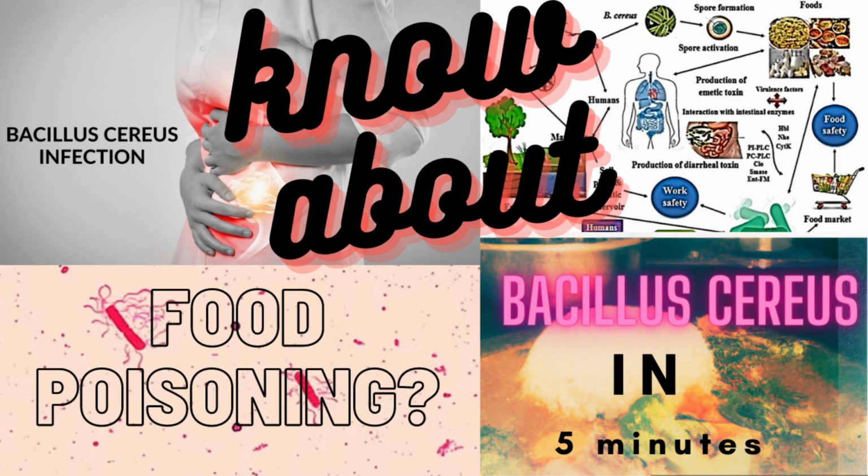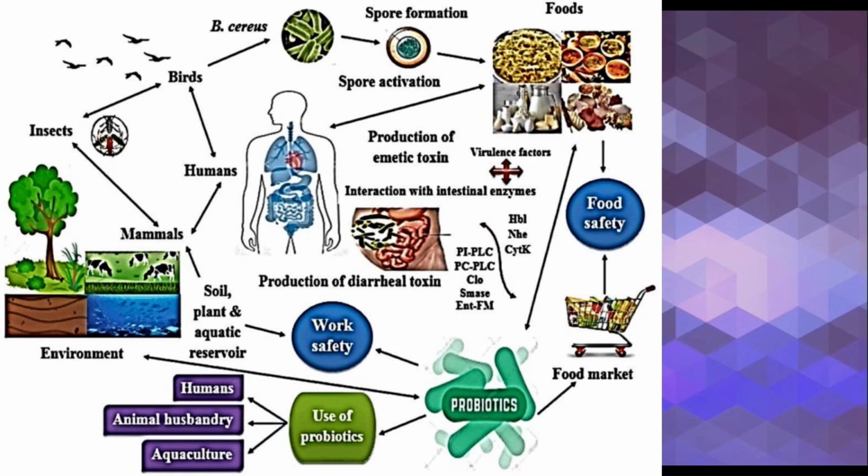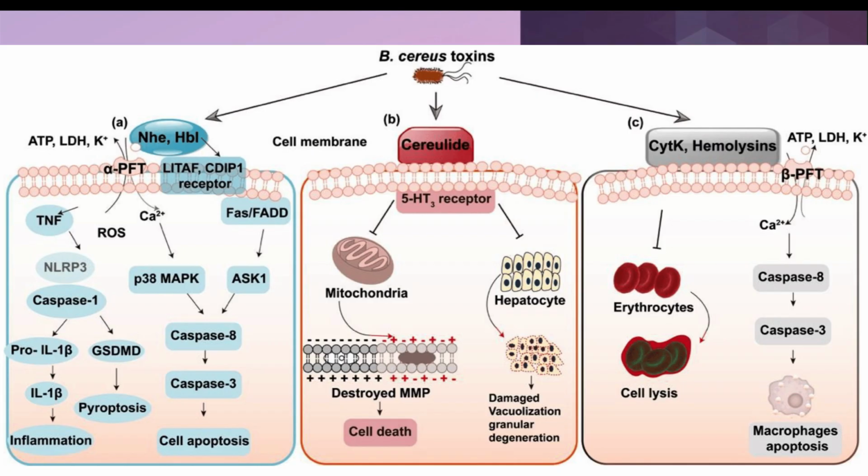Good afternoon, everyone. Today we are going to discuss Bacillus cereus. This bacterium is widely distributed in the environment and can cause foodborne illness in humans. We are going to explore its habitat, characteristics, host range, virulence factors, mechanisms of antibiotic resistance, epidemiology, and pathogenesis.